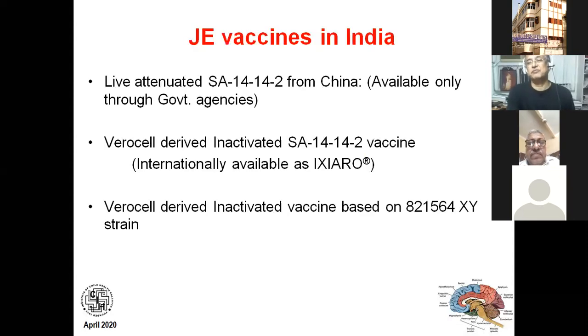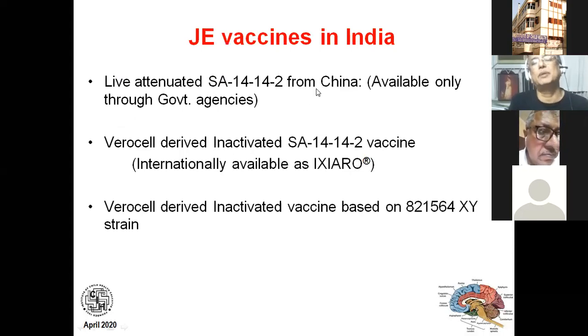So what are the different vaccines available for Japanese encephalitis? One is a live attenuated vaccine, which is known as SA14-14-2. It is the name of the strain which was isolated from a Japanese encephalitis patient in China. The vaccine is attenuated, it is live. By attenuation, we mean we culture and subculture the virus so that it loses its virulence but retains its immunogenicity.